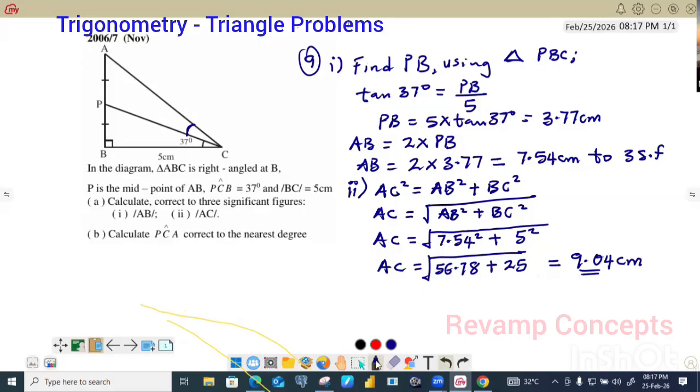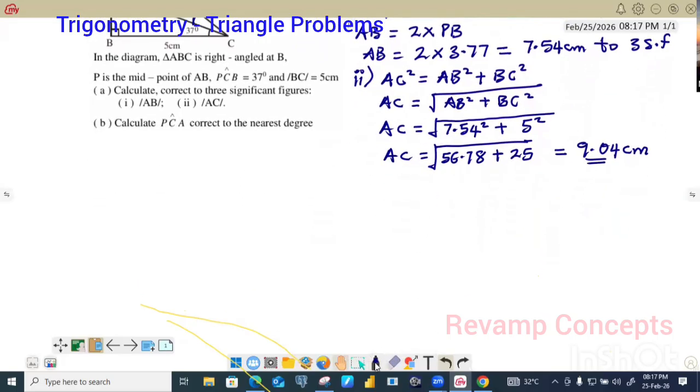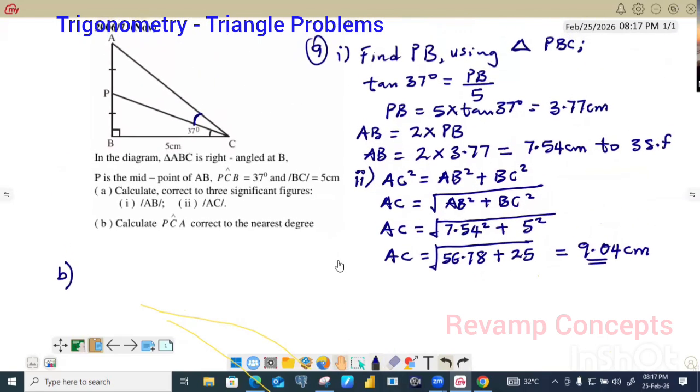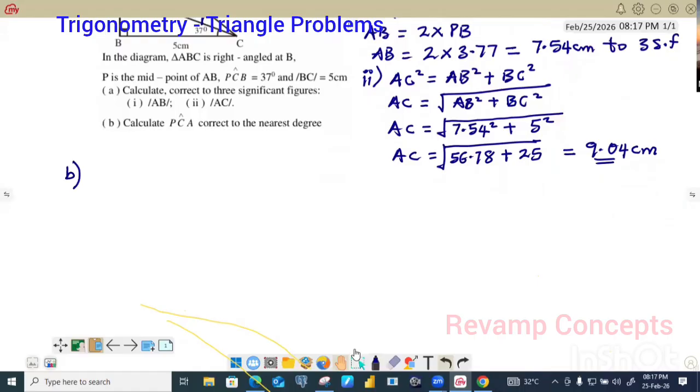So let's go to the B part of this question, where we are to calculate angle PCA. So to calculate angle PCA, we may need to first calculate the whole of angle BCA from the bigger triangle, angle BCA. So to find angle BCA, first find angle BCA.